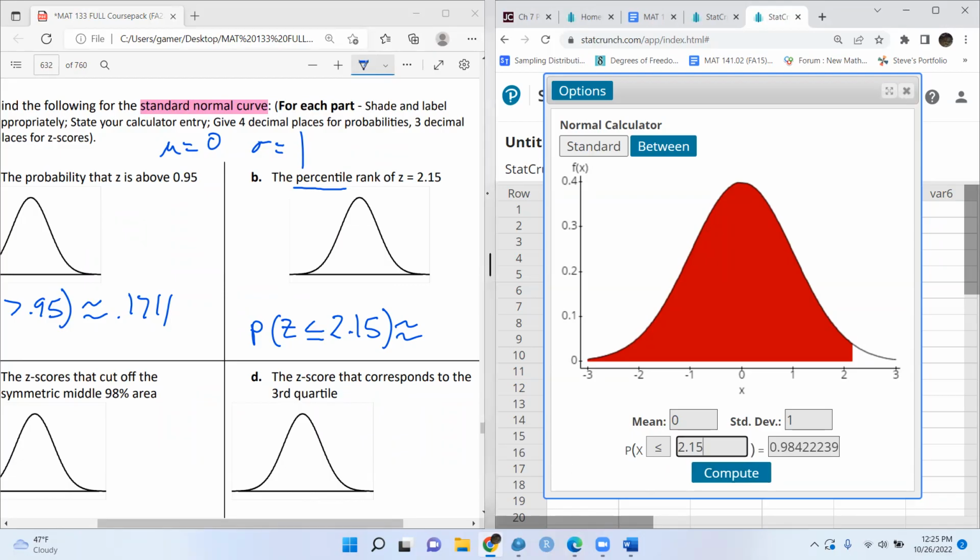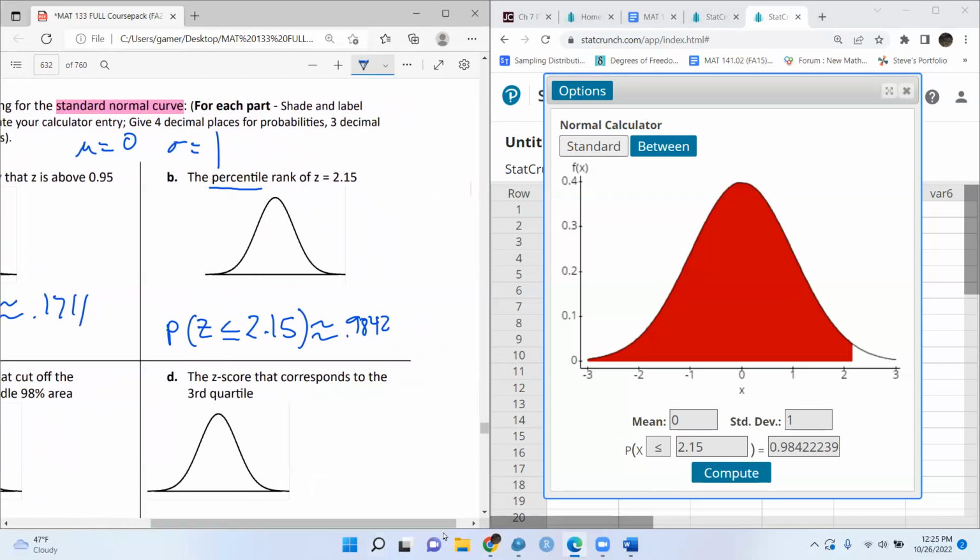Ooh, this one surprised me, 0.9842. But remember, percentile rank is always rounded to the nearest percent. So our answer here is the 98th percentile. Let me pause there because students often forget that tiny little bit. Do y'all feel good about that?